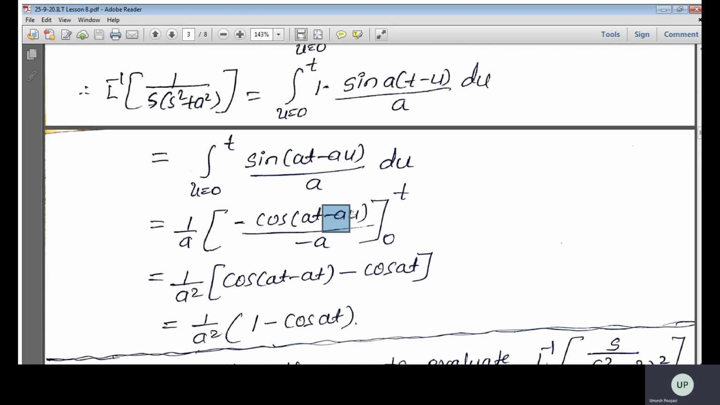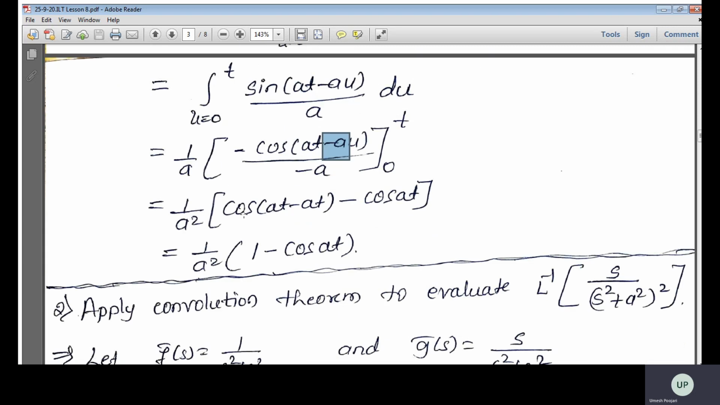Then take upper limit for u and lower limit for u. If you take u equal to t, we get cos of at minus at, minus when u equal to 0 we get cos at. So first term is cos 0, that will be 1 minus cos at. Therefore required answer will be 1 by a square into 1 minus cos at.